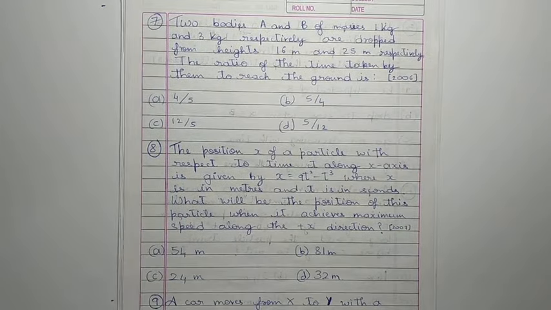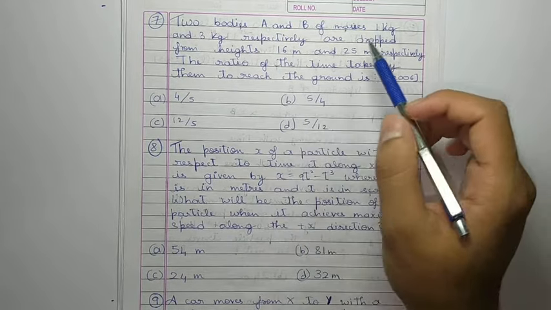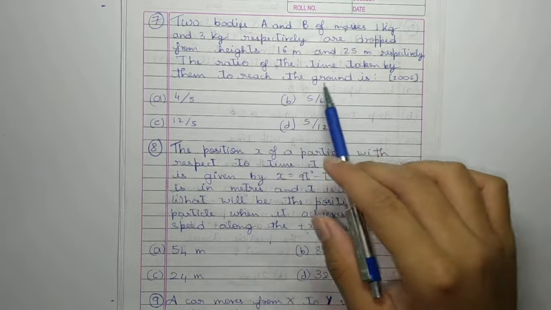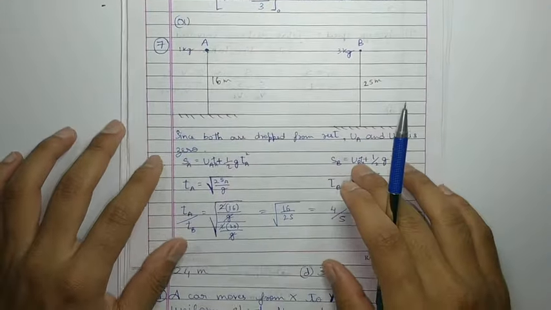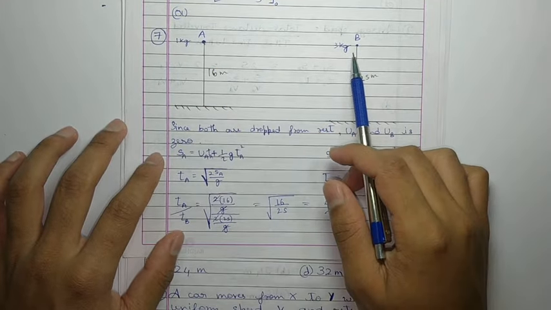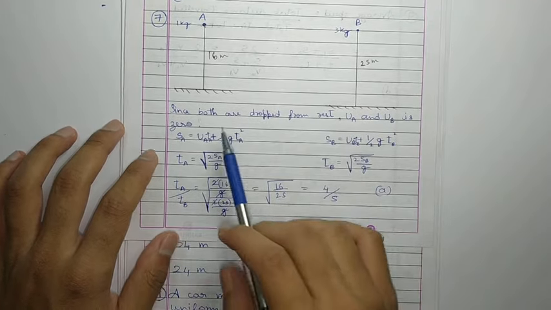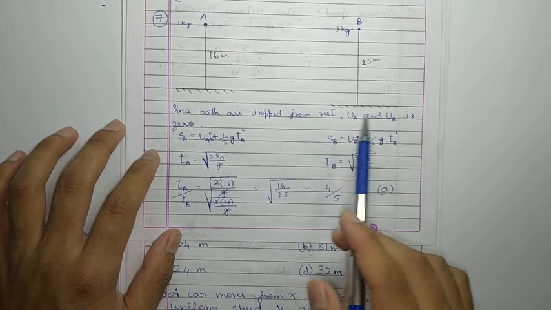Question 7. Two bodies A and B of masses 1 kg and 3 kg respectively are dropped from heights 16 meters and 25 meters respectively. The ratio of the time taken by them to reach the ground is... We have two bodies A of 1 kg and B of 3 kg dropped from 16 meters and 25 meters respectively. Both are dropped from rest, so the initial velocity of A and of B is 0.